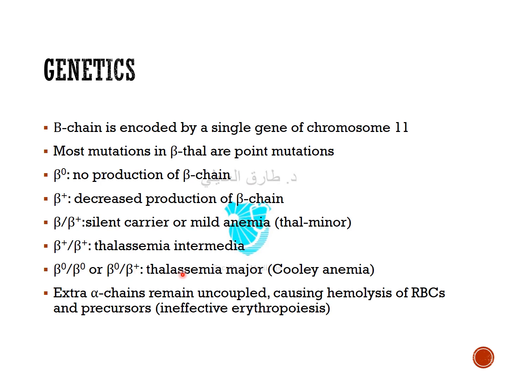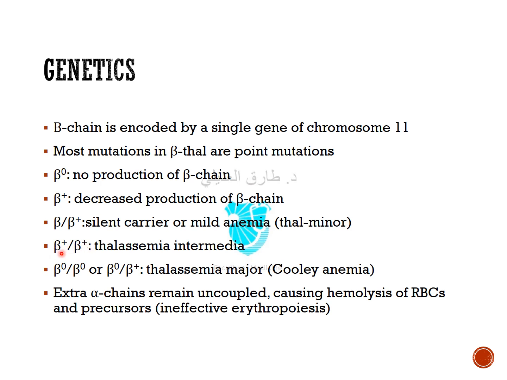We call this thalassemia major. Okay, and there is another name, Cooley's anemia. Cooley's anemia. Okay, thalassemia major. This is the most serious one in all thalassemias. There is a thalassemia intermedia, which has moderate symptoms. Okay, and commonly we have beta plus from each side.